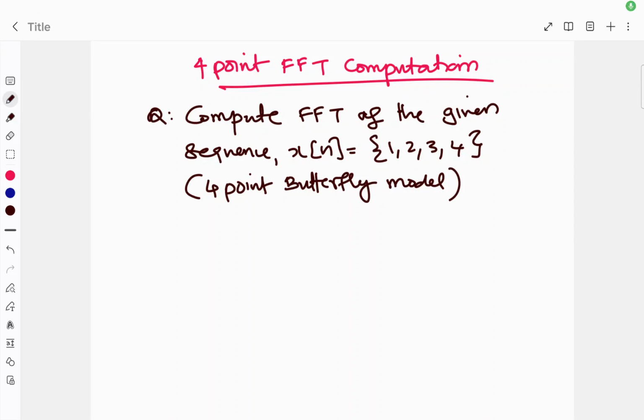Short video on 4-point FFT computation using the butterfly algorithm. So we have a given sequence x of n that is equal to 1, 2, 3, 4. It's a discrete signal, and we want to find out the FFT by using the 4-point FFT algorithm.